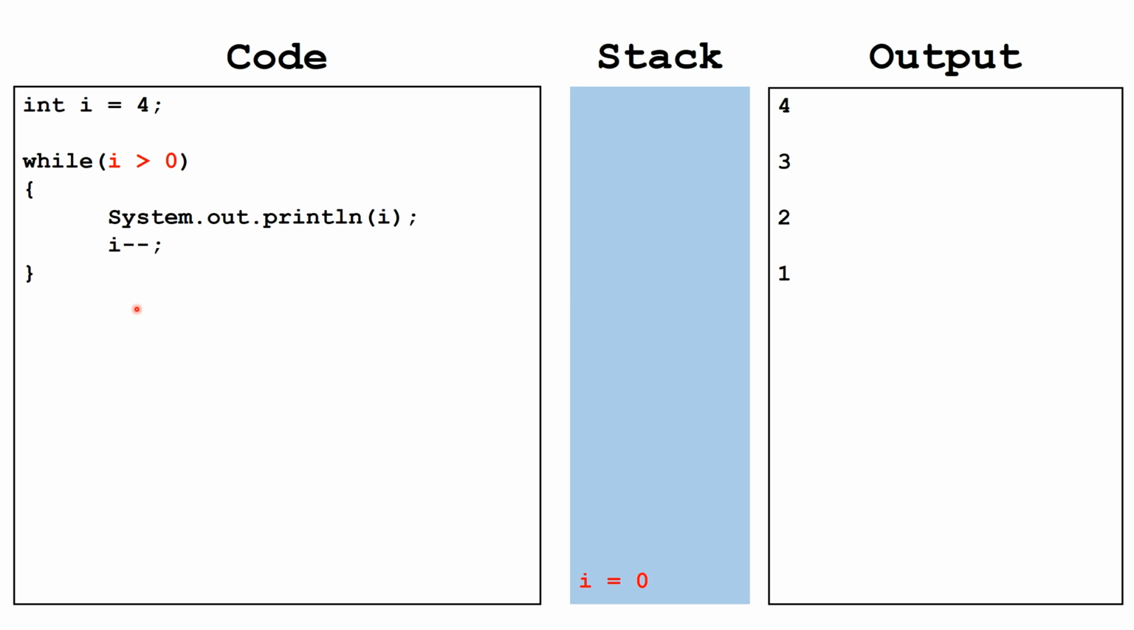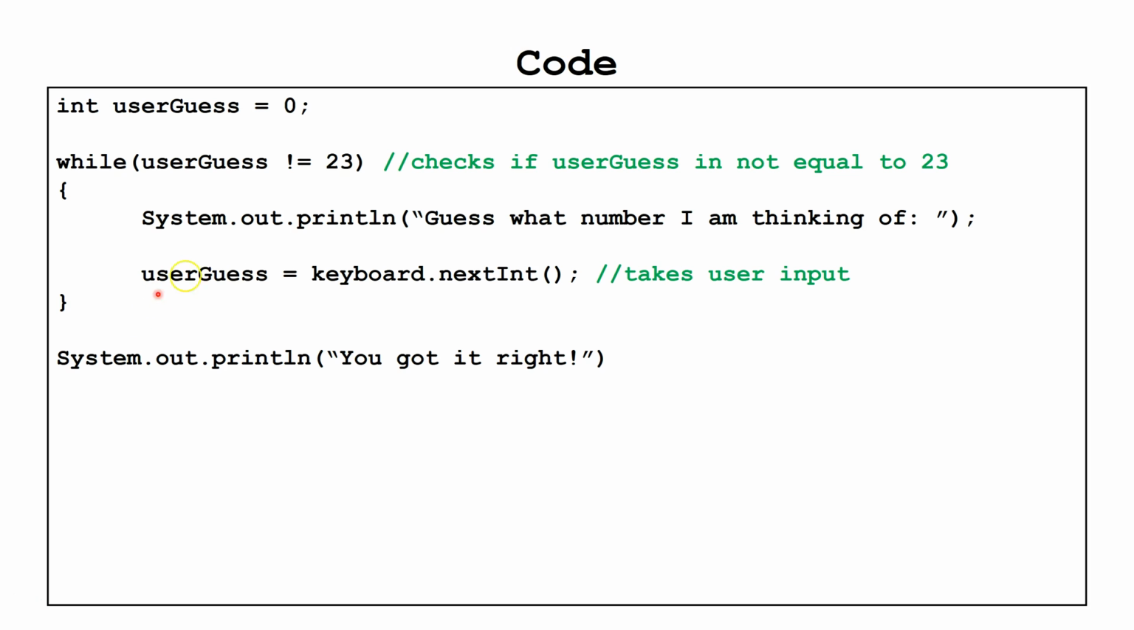Let's look at a piece of code where it makes a little more sense to use a while loop. Here, we are having the user guess the value of a secret number, in this case 23, and they'll have to keep guessing until they get the right answer. We initialize user guess equal to 0, and while user guess, the variable, is not equal to the secret number 23, this loop will continue executing.